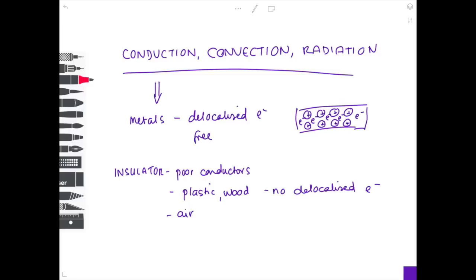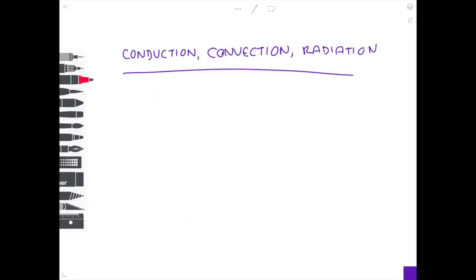It is a good insulator, and not just because it doesn't have any delocalized electrons, but clearly it's air, so the particles are going to be extremely far apart. So the chance of them vibrating and colliding with other particles to pass on their kinetic energy is going to be very slim, hence why air is a good insulator. So touching on some exam style questions, so polystyrene, why is it a poor conductor?